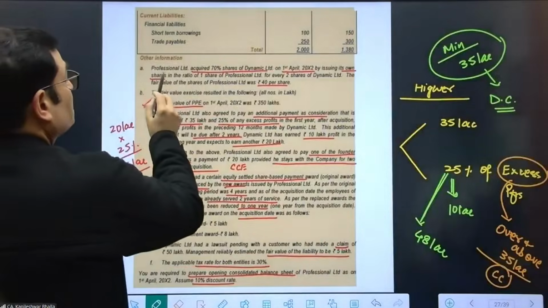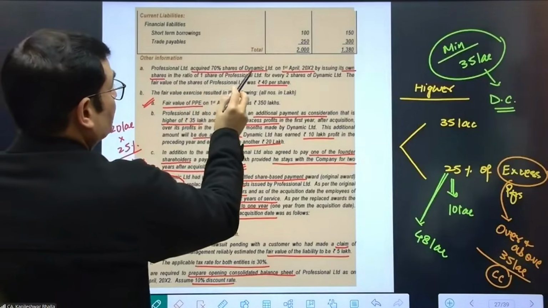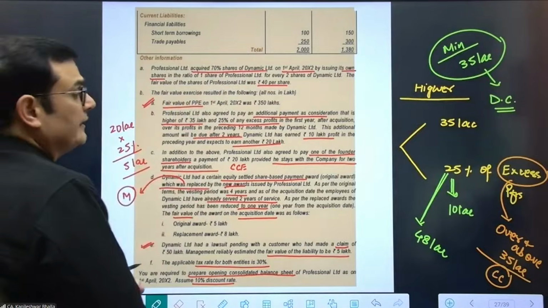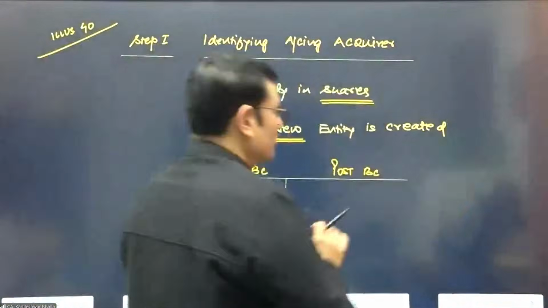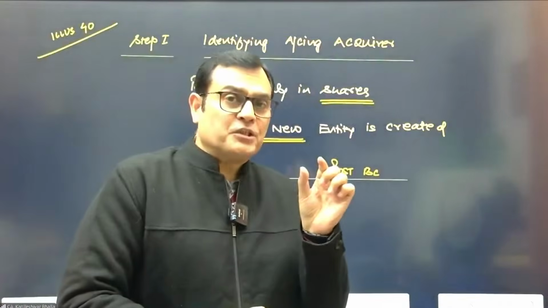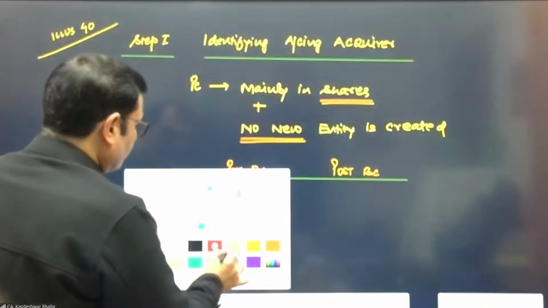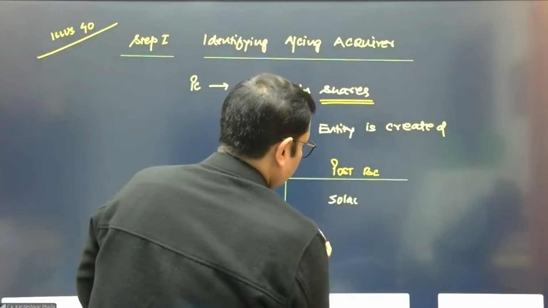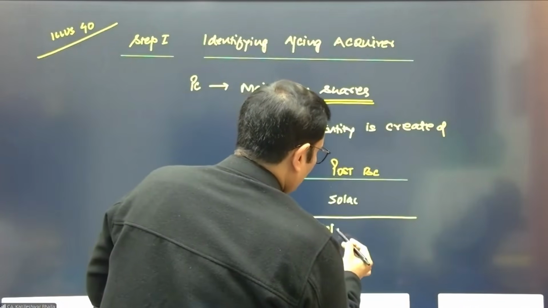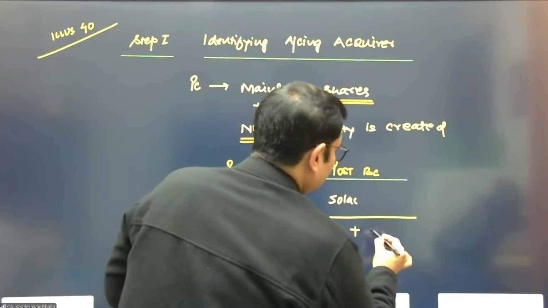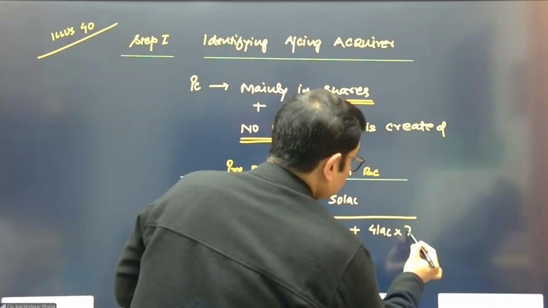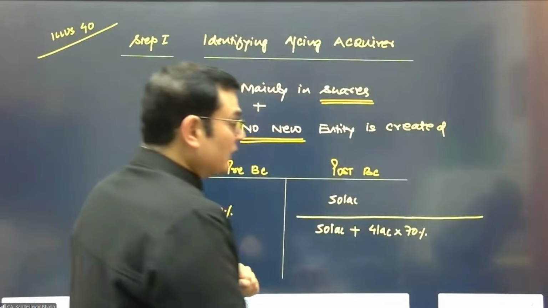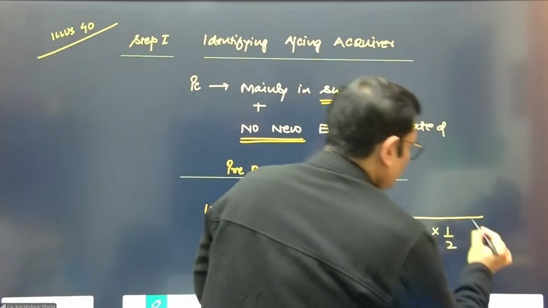So we're given that Professional acquired 70% shares of Dynamic and said, I'll issue 1 share for every 2 shares in Dynamic. So I think we're ready to do some calculations now. Professional Limited has got a total of 50 lakh shares. And when they acquired the control over Dynamic, Dynamic had a total of 4 lakh shares and we acquired 70% of those shares. And we issued 1 share for every 2 shares.